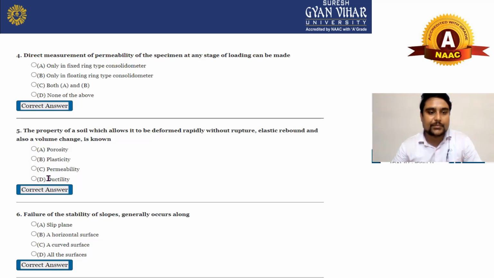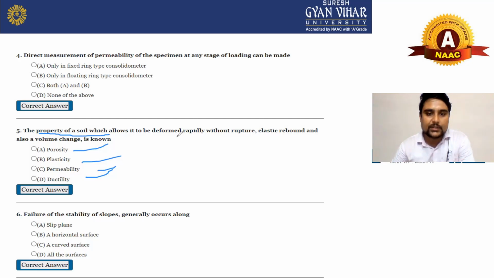Now we will see the fifth question. What is the fifth question? Fifth question is given here, as you can see. The property of soil which allows it to be deformed rapidly without rupture, elastic rebound, and also volume change. It is known as what? It will be porosity, plasticity, permeability, or ductility.